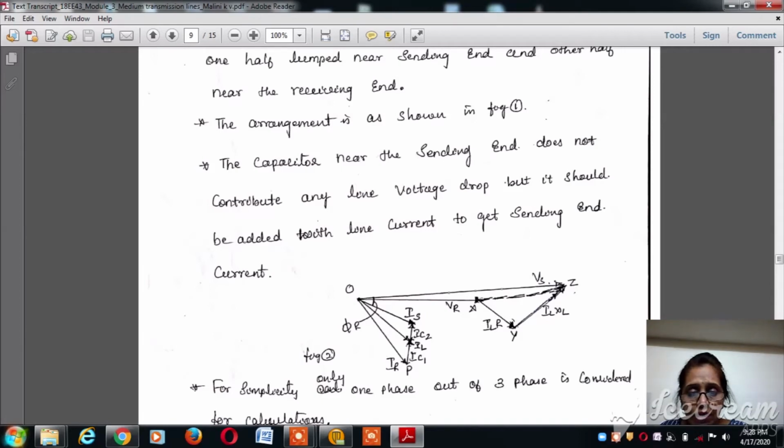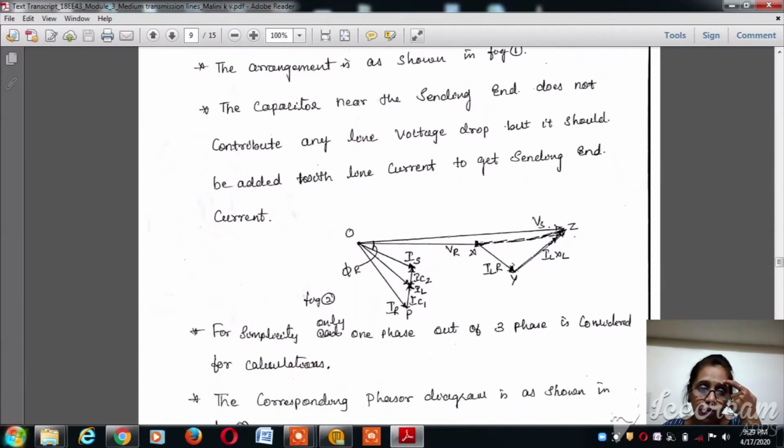OP is the IR, and XY is the drop ILR, and YZ is at 90 degrees again, that is 90 degrees out of phase. So IL into XL is the drop in the inductance. The total sending end voltage is represented by OZ, which is the vector summation of VR and the other two drops, that is VS.